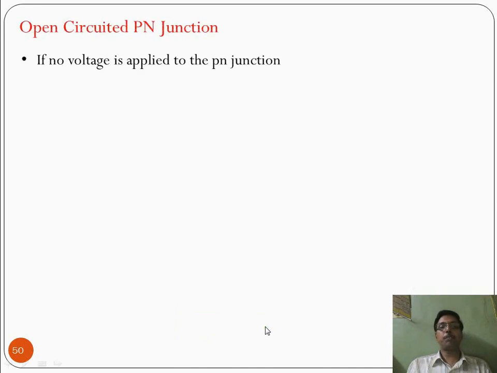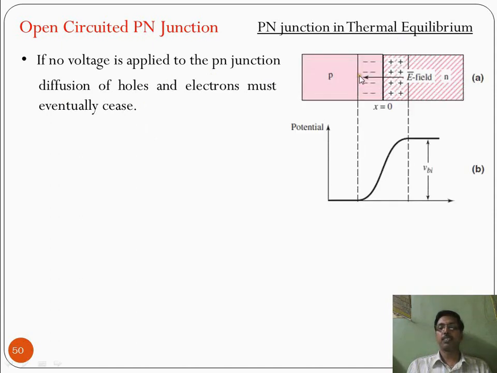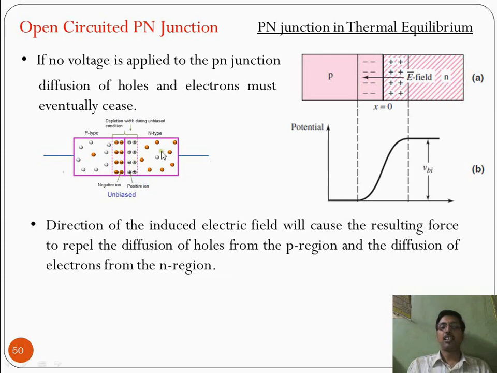Now, open circuited p-n junction means, consider a p-n junction diode. If no voltage is applied to the junction, then the diffusion of holes and electrons must eventually cease, that is, stop. Under this condition, it forms a thermal equilibrium. Under thermal equilibrium, it forms a depletion region.